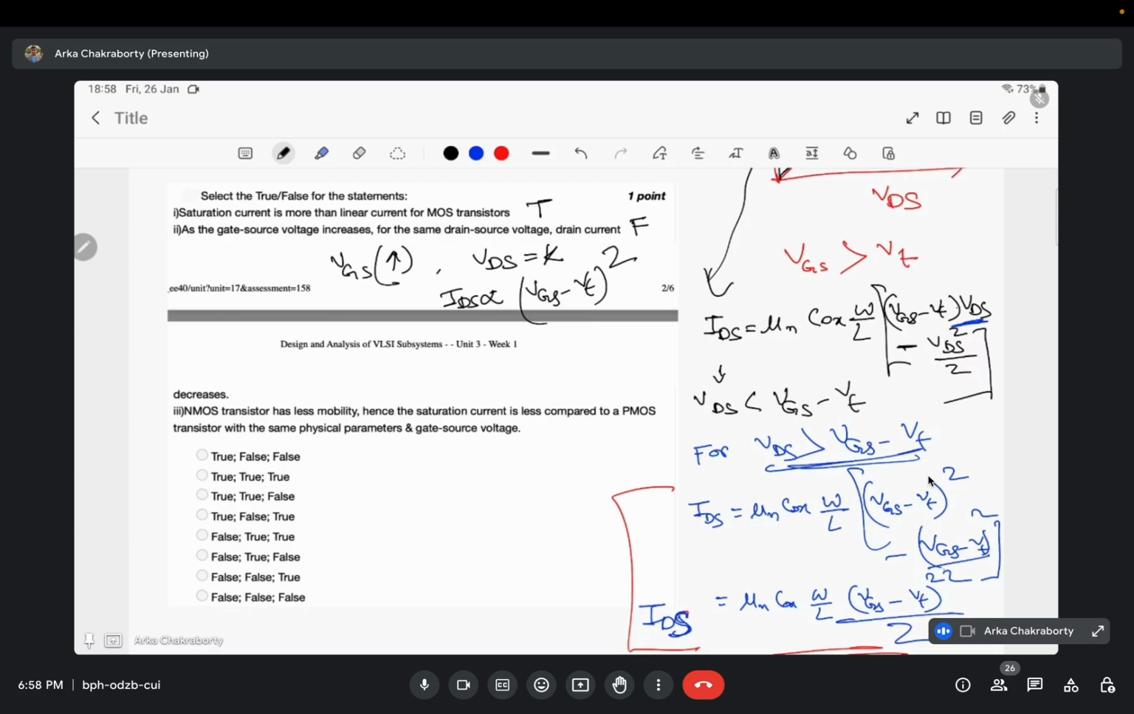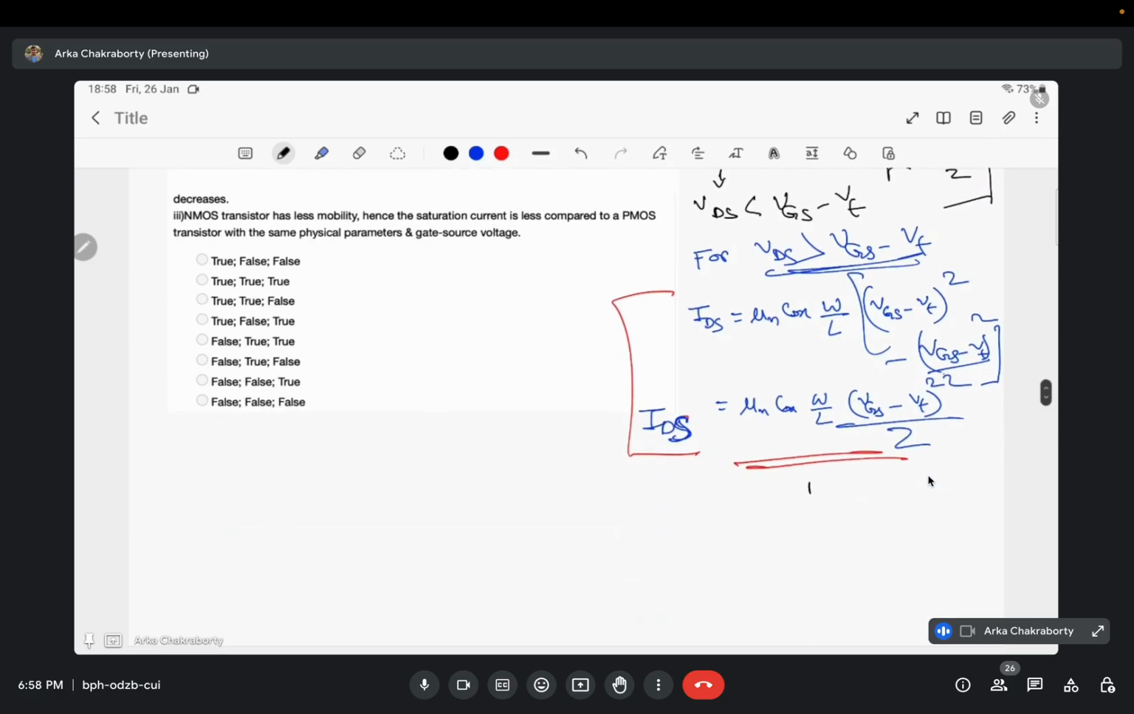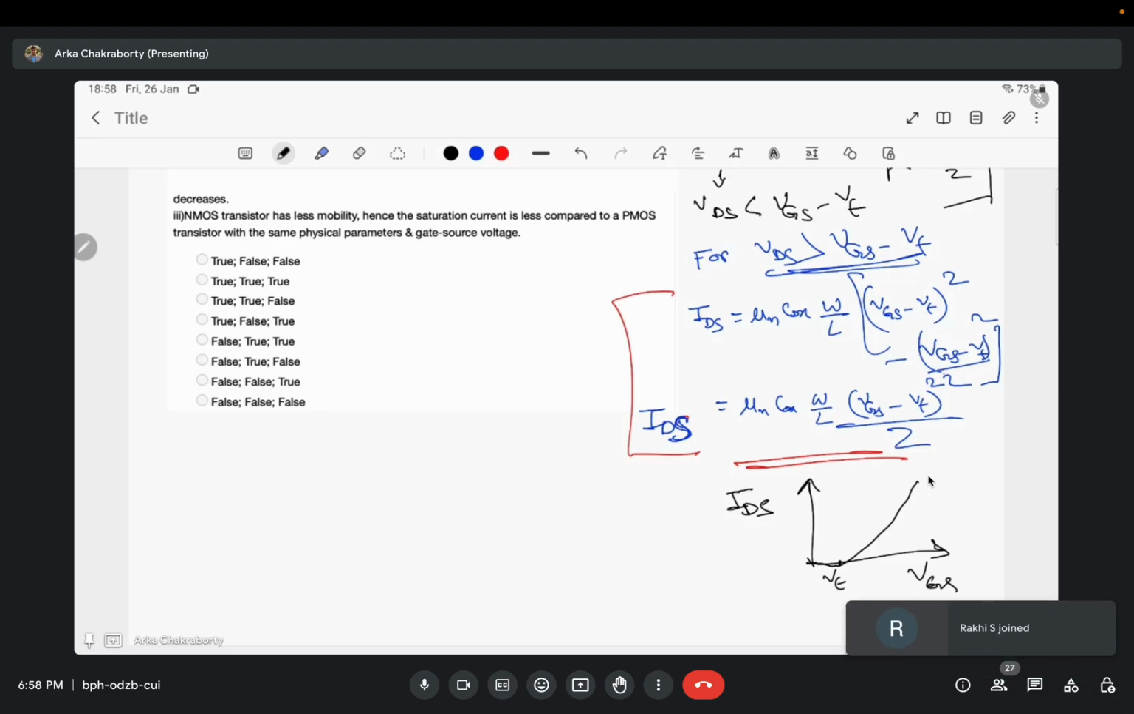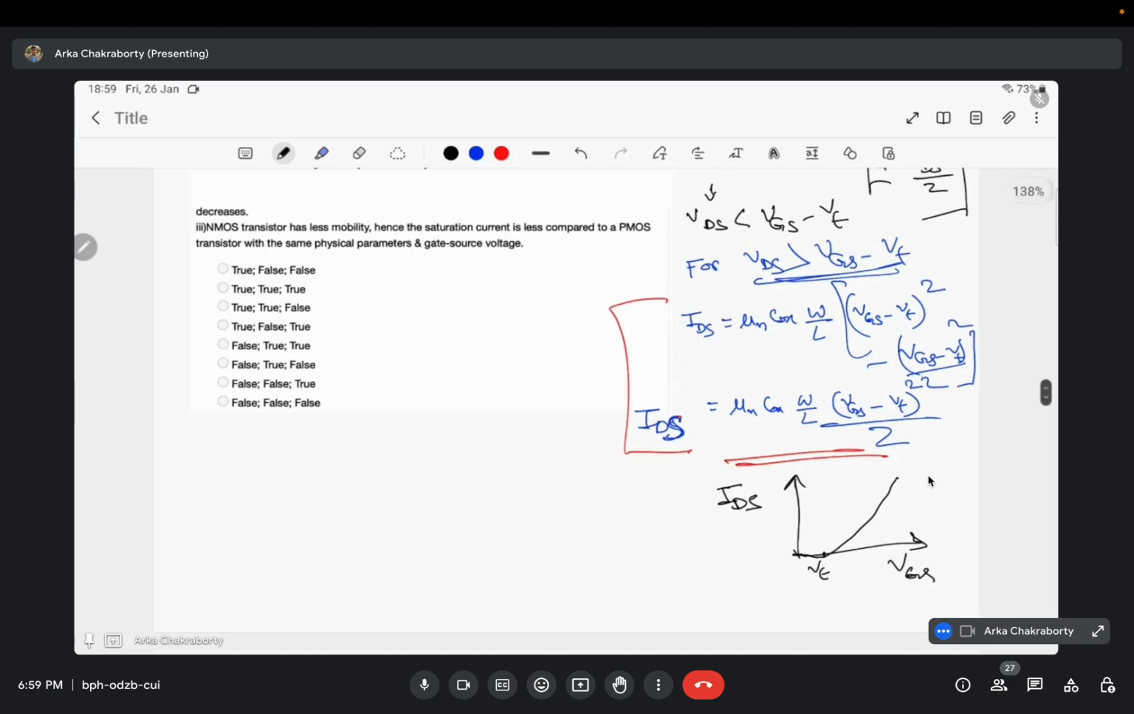If you see the IDS versus VGS plot, it is something like this. Here it is VT. When it crosses VT, it starts increasing exponentially. Before VT also it increases, but it's more linear. So if you look into the plot, the current is exponentially increasing, kind of the diode plot that you get.